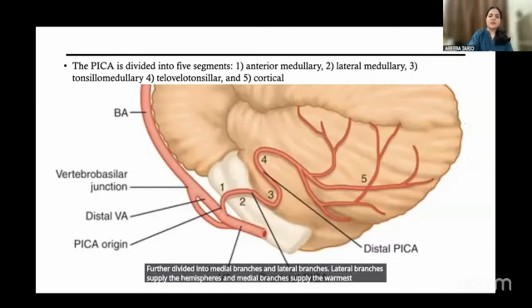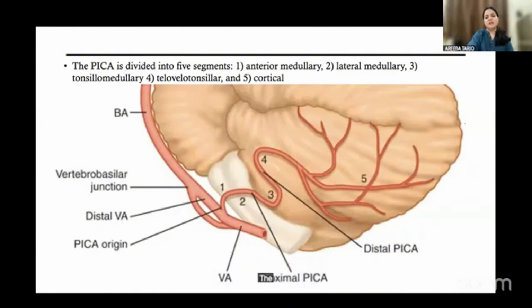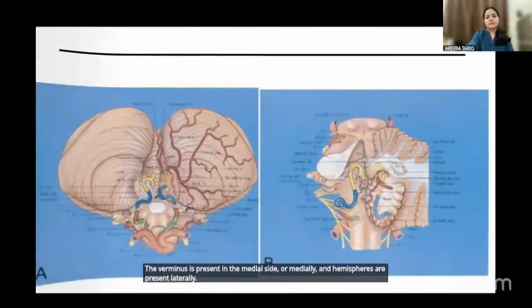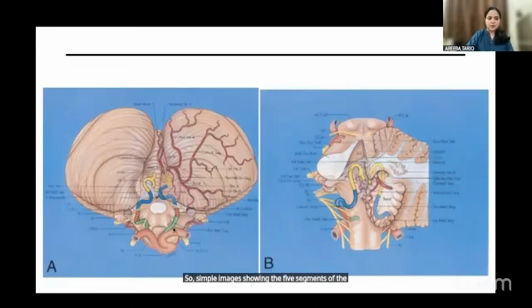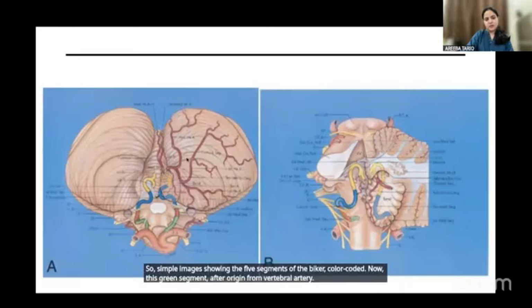Because this is how the anatomy of the brainstem and cerebellum is, the vermis is present medially, and the hemispheres are present laterally. So, simple images showing the 5 segments of the PICA color coded. Now, this green segment, after erosion from the vertebral artery, this colorful artery is PICA.